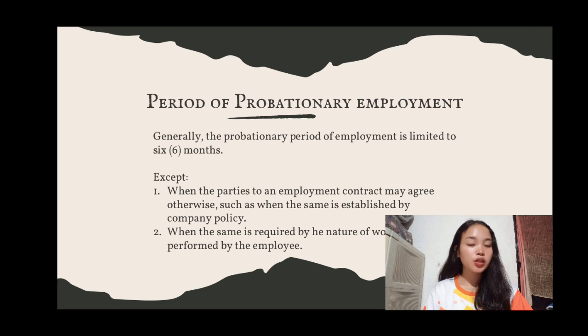Generally, the probationary period of employment is limited to 6 months, except, number one, when the parties to an employment contract may agree otherwise, such as when the same is established by company policy. Number two, when the same is required by the nature of work to be performed by the employee.